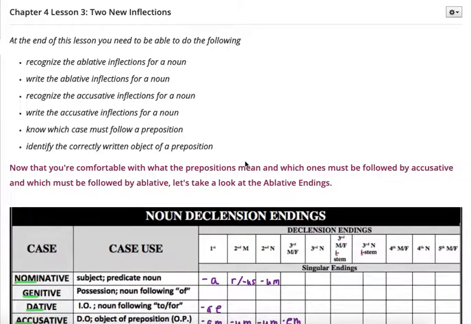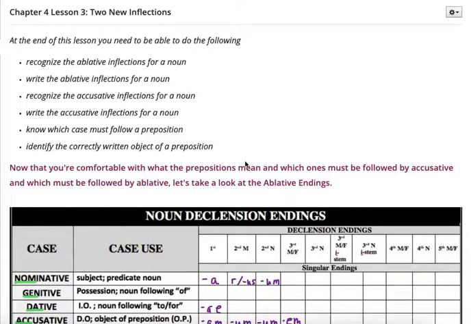In Chapter 4, Lesson 3, we will be learning about 2 new inflections and also reviewing and practicing some of the information that we have learned in Chapter 4, Lesson 2. At the end of this lesson, you need to be able to do the following.